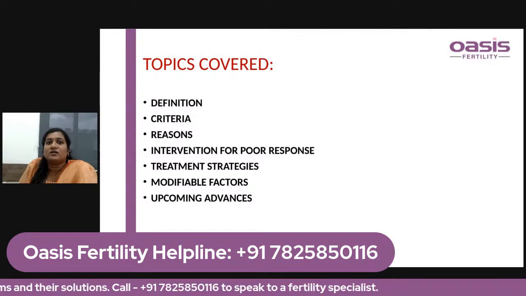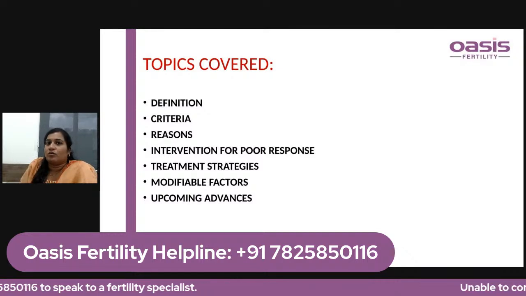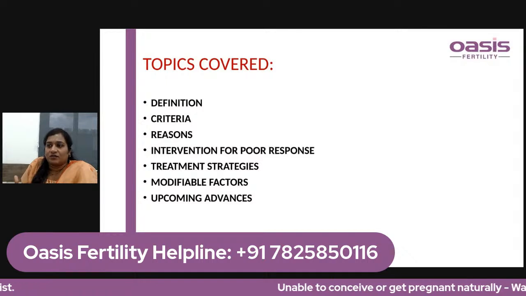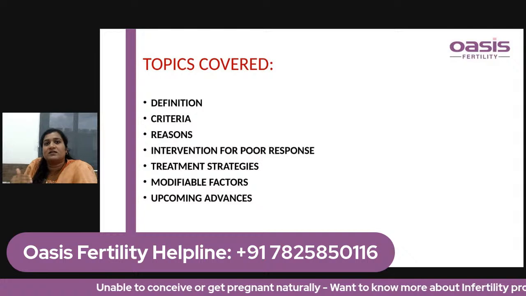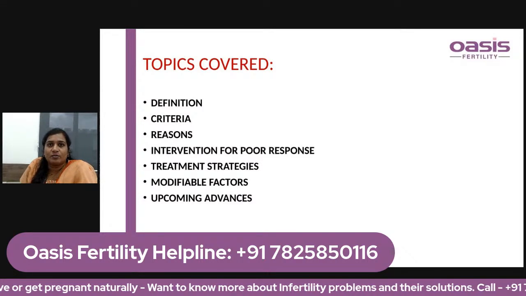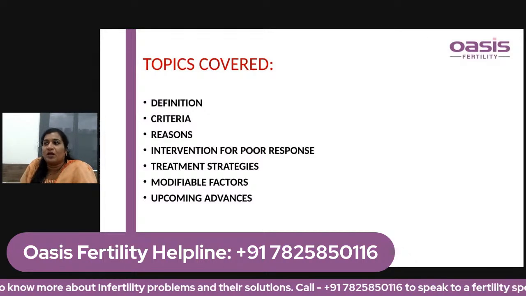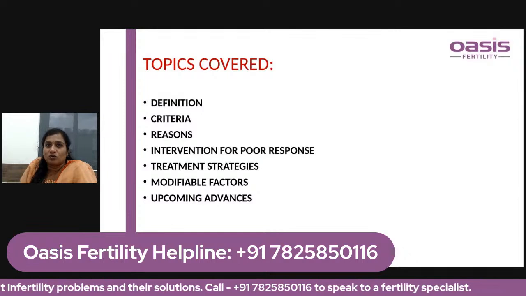We are going to see what is poor egg count. We call it poor ovarian reserve or borderline ovarian reserve or low egg count. What are the criteria as to how do we define it? Is there any set criteria to say that this woman has poor egg count? And what are the reasons behind poor egg count? What could be the probable reasons? Because it's on a rise now, and what all interventions we can do as doctors.